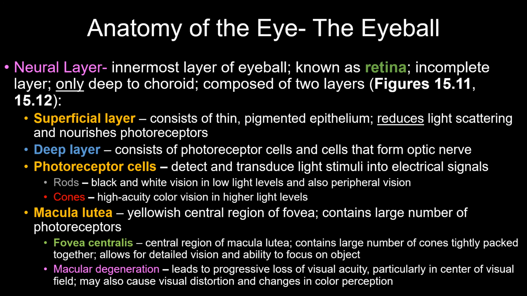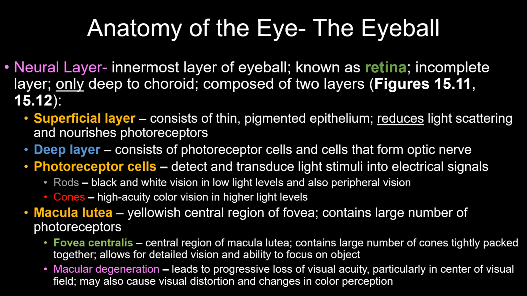Now, the deepest layer of the eye is the neural layer. But we're probably just going to skip calling it the neural layer and use its common name, the retina, because that is what most commonly it is known as. And it has two layers. The superficial layer is a very thin, pigmented epithelium that reduces the scattering of light. Then deep to this, you're going to find a layer containing photoreceptor cells, and these are known as rods and cones, and each of these has a specific function.